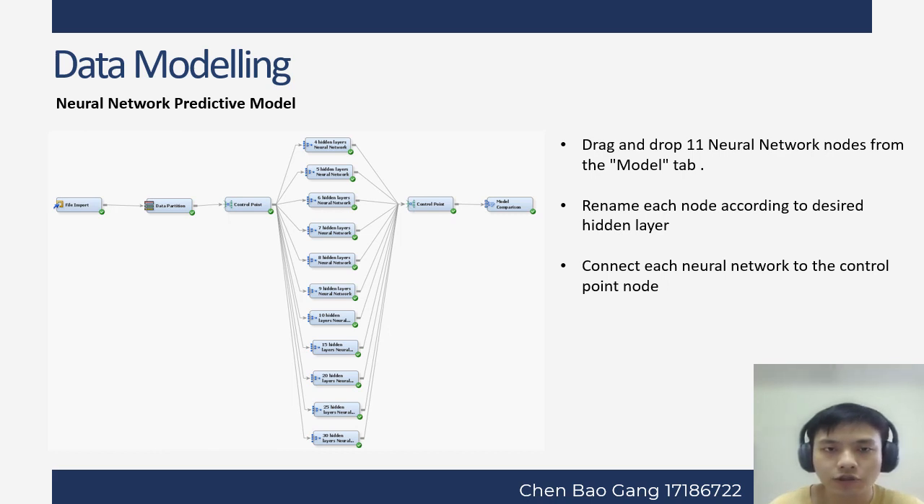Then we rename each node according to the desired hidden layers. Start with the first node and rename it as the 4 hidden layer neural network. Then continue renaming the remaining nodes, such as 5, 6, 7, 8, 9, 10. Then we connect each neural network to the control point node. Finally, we connect the control point node to the model comparison node.